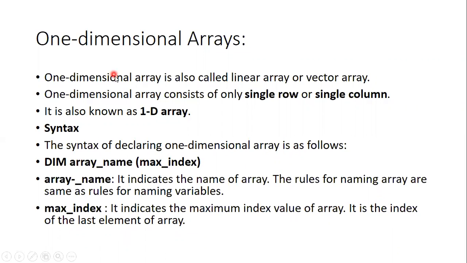Clear? So this is a one dimensional array that would have only a single column or a single row. Fine. It is also known as 1D array. And how we can declare a 1D array, the syntax for that is written over here. We will have to use the dim keyword. We have learned the use of the dim keyword, why and how we can use it, along with the array name and maximum index. Why these two are used over here, we have learned the details of these also.